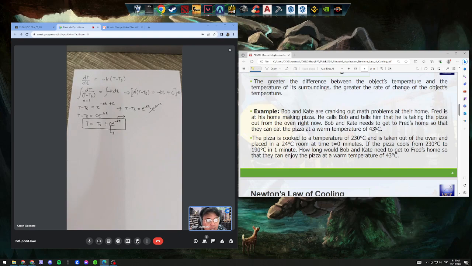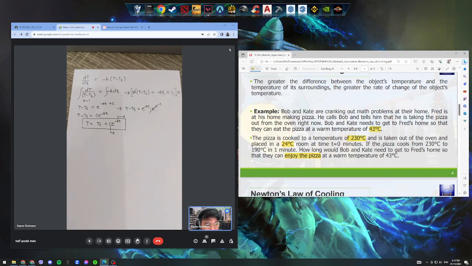So the situation here is that we have a first condition where the pizza should be at 43 degrees Celsius so they can eat it while it is somewhat warm, so Bob and Kate can still enjoy the pizza. That is the first condition given. But we still have another condition, that the pizza was cooked at 230 degrees at time zero. And we also have the temperature of our surrounding, which is 24 degrees Celsius.